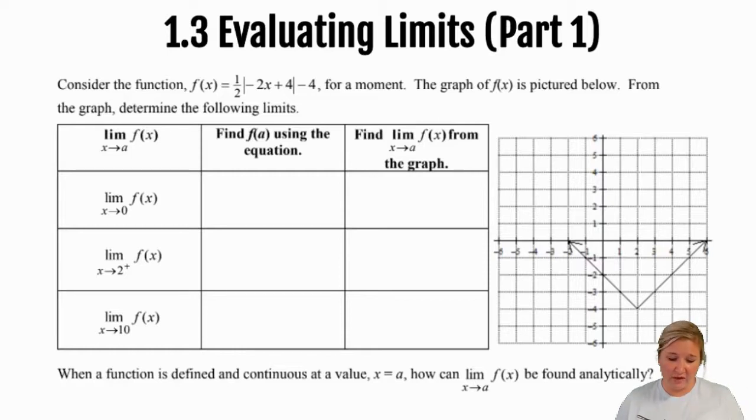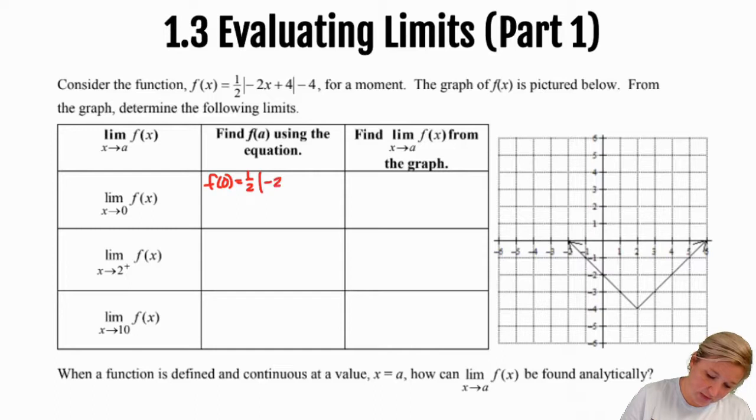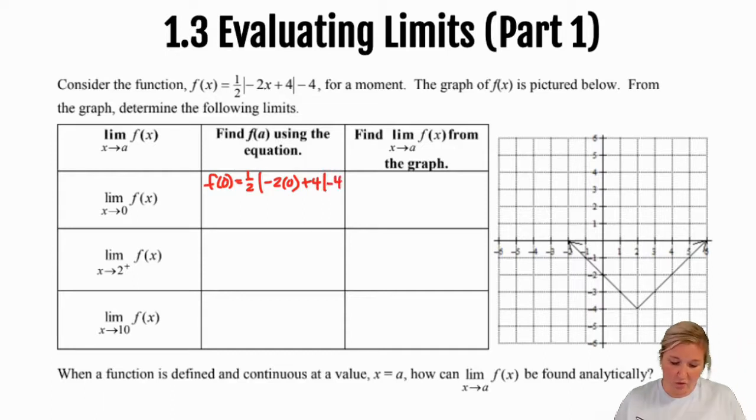Basically, we're just going to find the limit as x approaches a using the equation. We're going to use what's called substitution. We're just going to find f of a, because we can check that on the graph. On this first example, we have the limit as x approaches 0 of f of x. So what I'll have is basically f of 0. That would be 1/2 times the absolute value of negative 2 times 0, plus 4, minus 4. Simplifying that down, we would get negative 2.